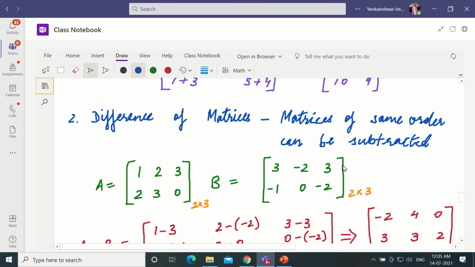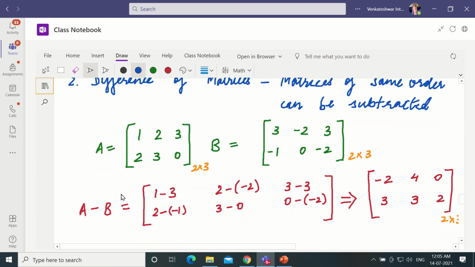In this also we have the same rule, that matrices of the same order can be subtracted. So here we have two matrices A and B which are of the same order, that is 2 by 3, and so we can perform subtraction on these matrices. How do we do the subtraction? We subtract the corresponding elements. So this is 1 minus 3, 2 minus -2, 3 minus 3, 2 minus -1, 3 minus 0, and 0 minus -2. Again, we perform the calculations and we get this answer: -2, 4, 0, 3, 3, and 2.